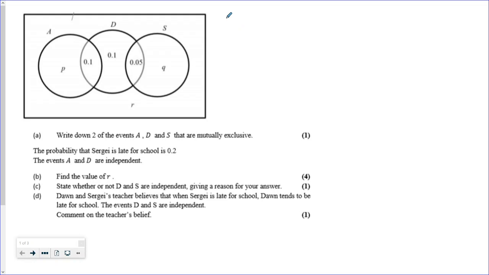So let's have a look at the question now then. So we're asked for the two events that are mutually exclusive. So this is the two events that don't overlap, where the two events can't happen at the same time. Well, it's clear that the event A and S are mutually exclusive. So A and S are mutually exclusive because the probability of both of them happening at the same time is 0 because they don't overlap.